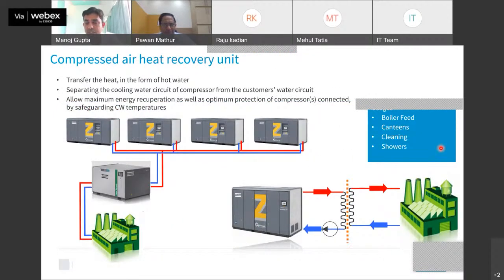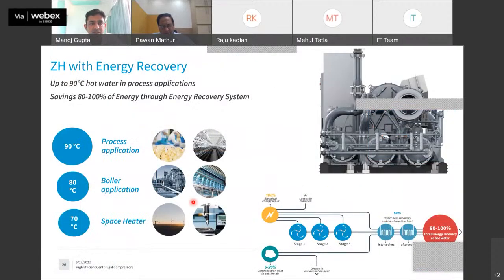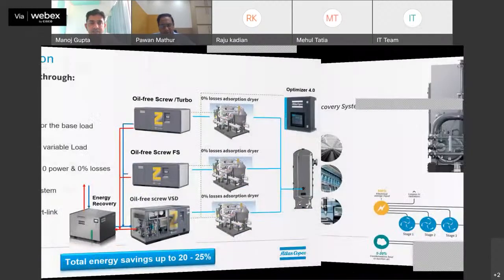We also have an energy recovery unit available with us. Where multiple screw compressors are there, we can use the heat recovery, which can be used for boiler feed water. It is available with our compressor system. Now the centrifugal compressor is also available with the energy recovery unit. So whenever you have a requirement of hot air, you can use the centrifugal with heat recovery.